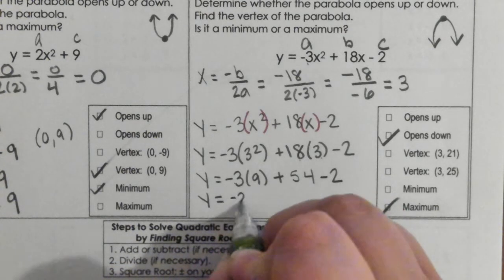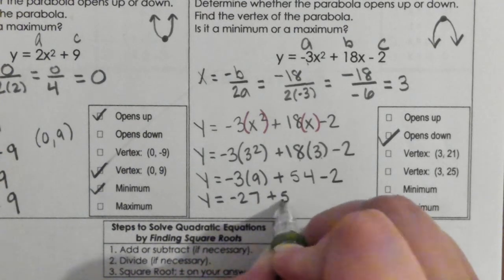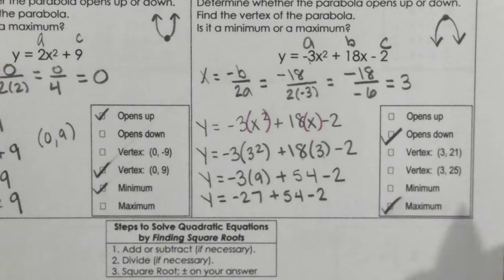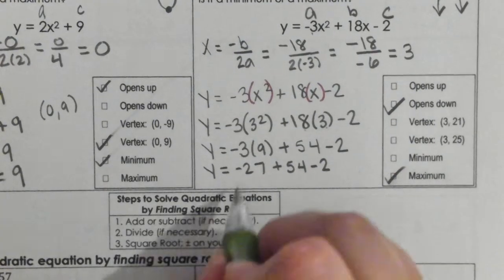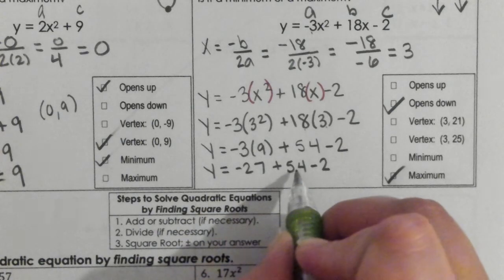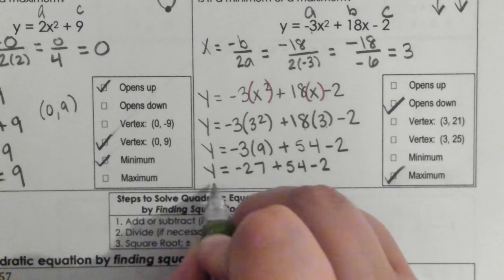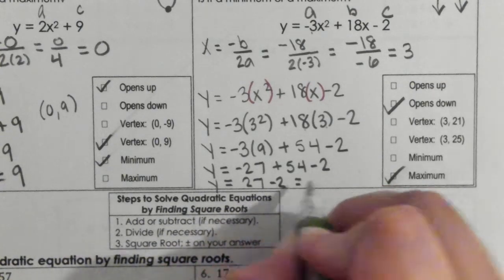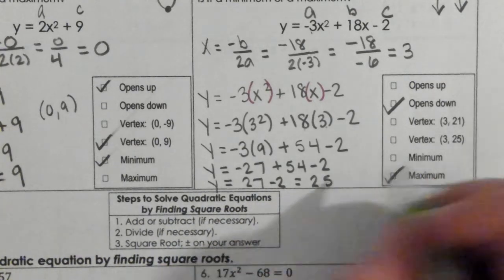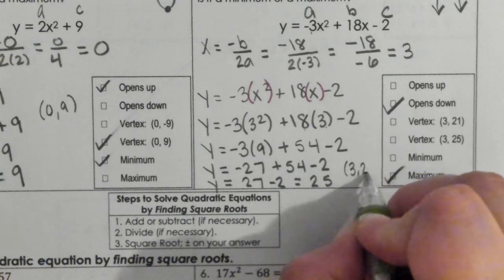This gives you -27. Then I got to bring down the other two numbers. So now we're adding and subtracting from left to right. So -27 plus 54 is a +27. -2 is 25. So we're looking for 325.